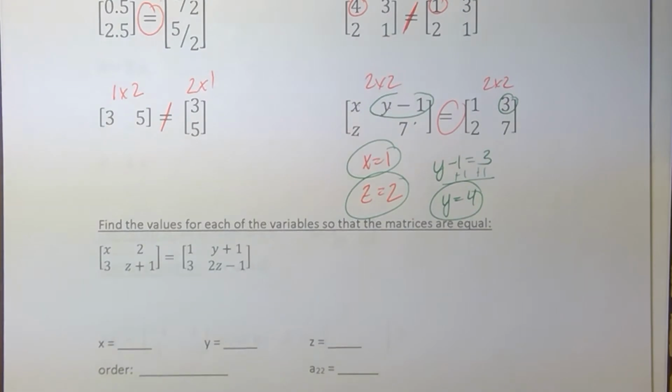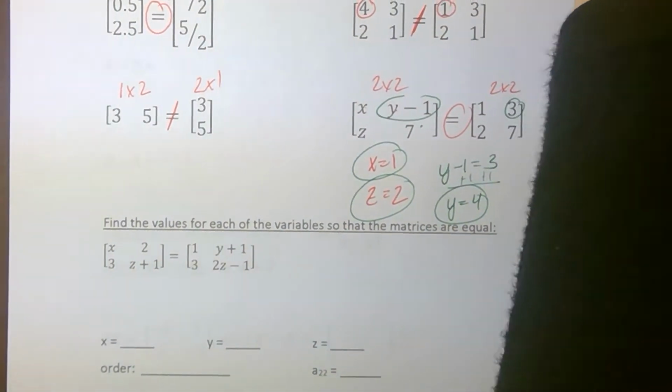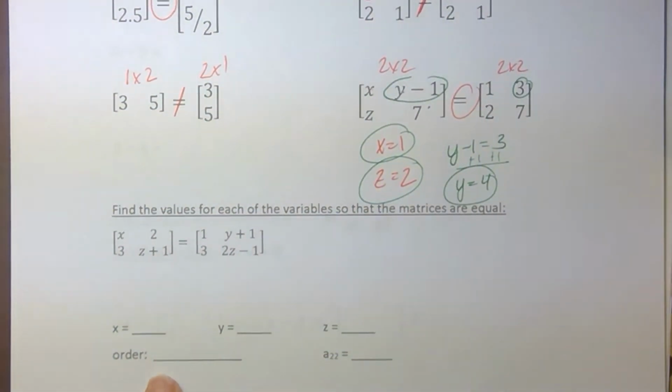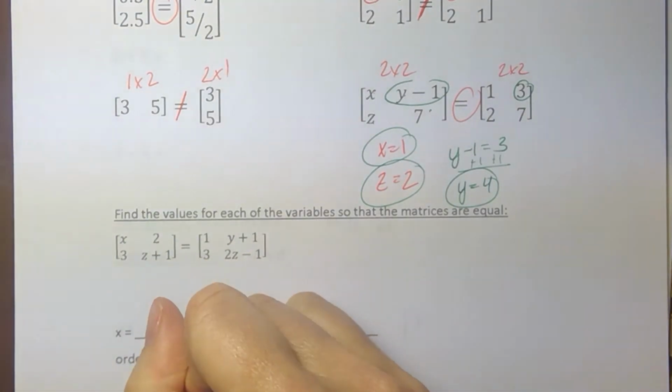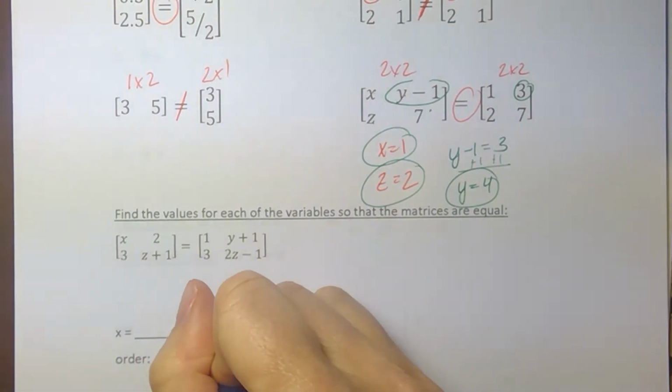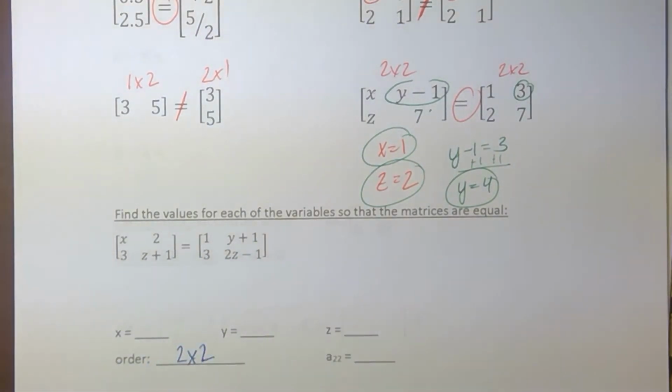You're going to find the values for each of the variables so that the matrices are equal, and it also asks you for the order and the element in position 2, 2. Okay, so let's start with the order because that's pretty easy. When I look at my matrices, I see that both matrices have 2 rows and 2 columns. So they're both 2 by 2 matrices. So we're off to a good start.